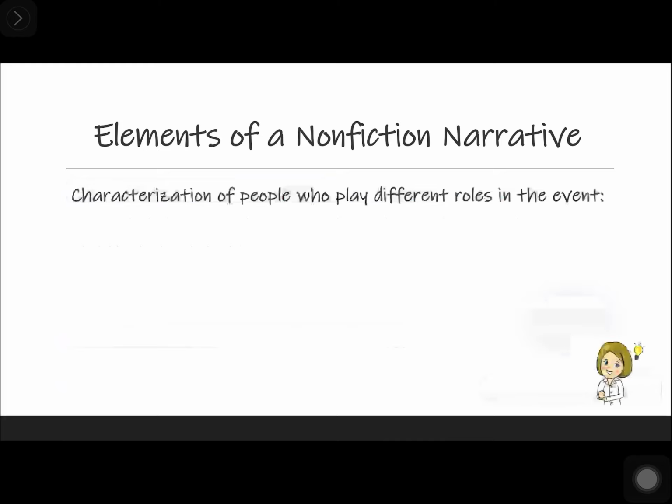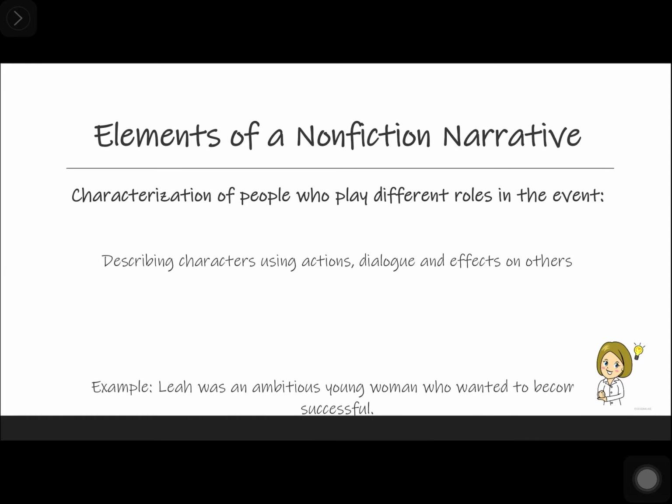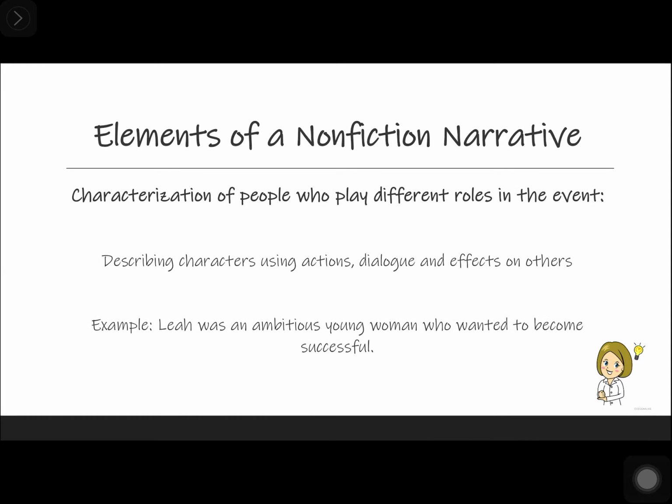Okay, elements of a nonfiction narrative. Characterization of people who play different roles in the event. What that means is describing characters using actions, dialogue, and effects on others. For example, Derek had an effect on people. People did not like him. Leah was an ambitious young woman who wanted to become successful. Well, that's characterization. They flat out tell you she wants to become successful.